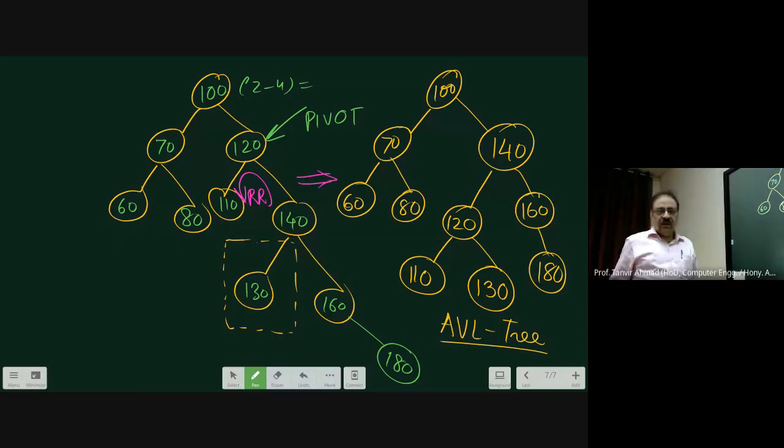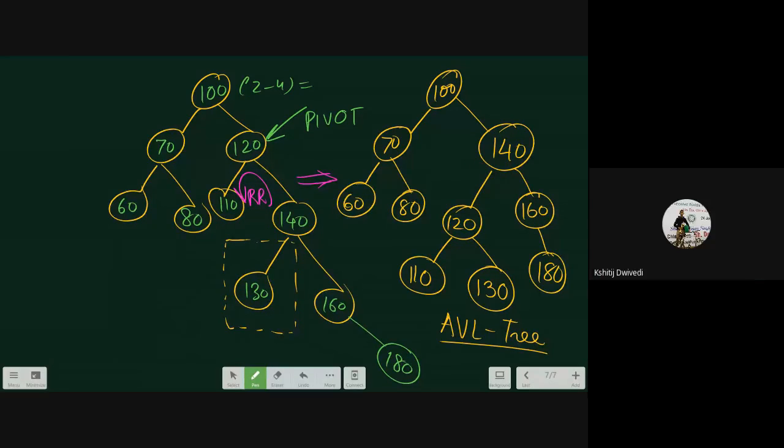Sir, I have a doubt. Yeah. Sir, what if we just move 160 upwards in place of 140, and then 140 comes to the left of 160, followed by 130, and the right side remains at 180?